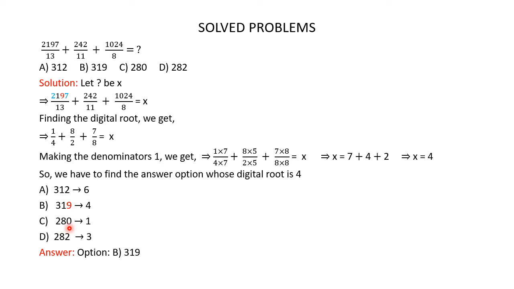Option C is 280. 2 plus 8 is 10 and 1 plus 0 is 1. So the digital root is 1 here. Option D is 282. 2 plus 8 is 10, 10 plus 2 is 12 and 1 plus 2 is 3. So the digital root here is 3. When you observe all these options, you'll notice that option B has the digital root as 4. So the correct answer is option B, 319.